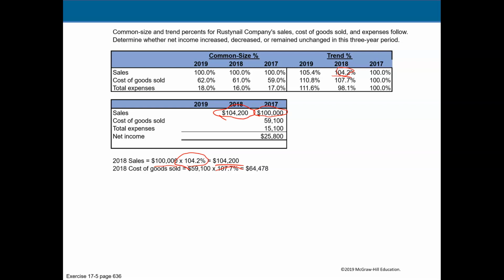And then looking at 2018 cost of goods sold, it is 107.7%. Multiply that by the cost of goods sold of the base year, the 59,100. Do the same thing for the total expenses.